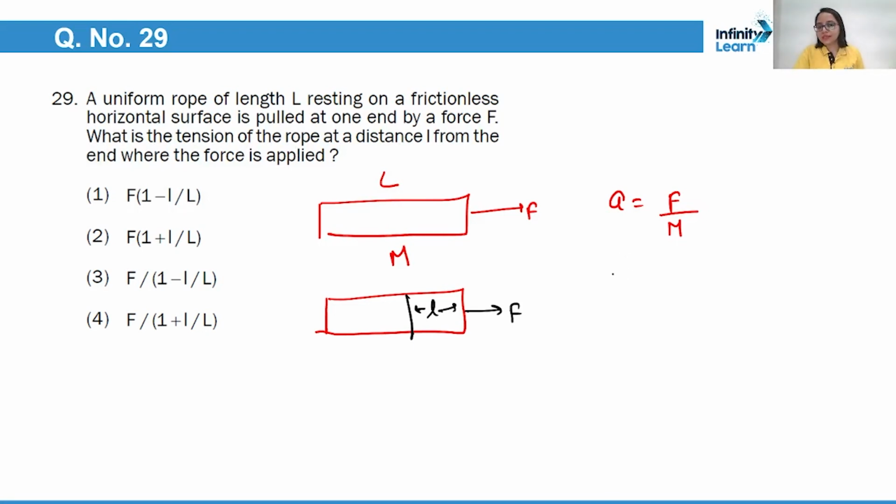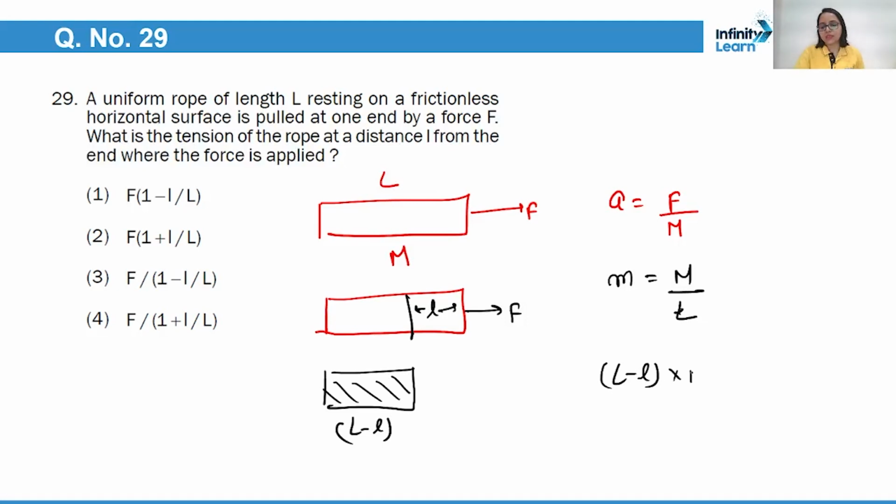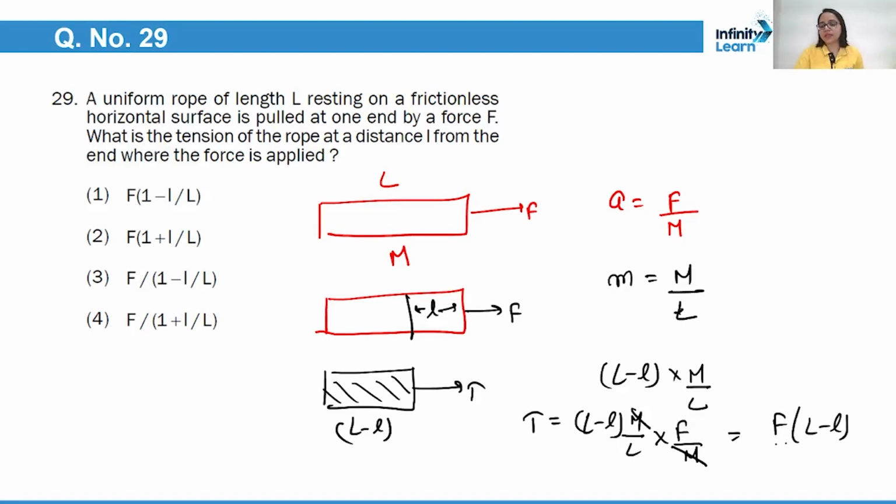Okay. So mass density is capital M divided by capital L. So the remaining length of this backward portion is L minus l, right? So the mass of this portion over here will be length into mass density. Okay, and let's say tension is T. So this tension is responsible for providing acceleration to this portion only, right? So T is equal to the mass of this portion into acceleration, which is F upon M. M, M cancel. So tension will be F into (L minus l) divided by capital L. So the correct answer is option 1.